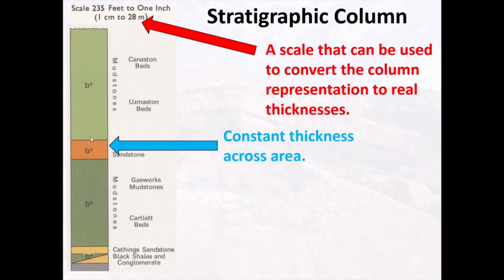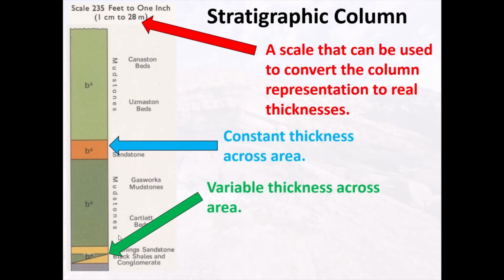If those polygons are a constant thickness on the stratigraphic column, what that's telling you is that within the map area, that unit is more or less a constant thickness across the area. But if on the stratigraphic column the width of that polygon, that rectangle, changes, if it becomes tapered, then what that's telling you is that that particular unit has a variable thickness across the area. In some areas you can't find it at all, and in some areas you've got an appreciable thickness.